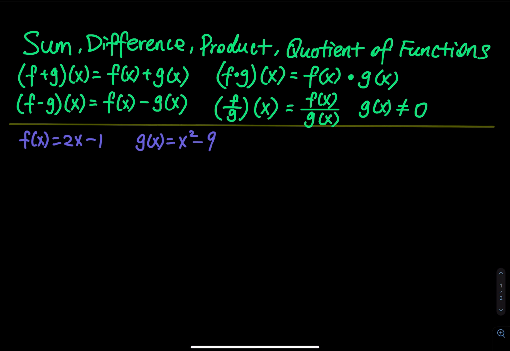So let's do some simple examples. We have f of x equals 2x minus 1, and g of x is x squared minus 9. So let's do the plus. We have f plus g of x, so that means you just add them. So that is 2x minus 1 plus x squared minus 9. So what is that equal to? That is equal to x squared plus 2x, negative 1 minus 9, so that is negative 10. So that is the sum of two functions.